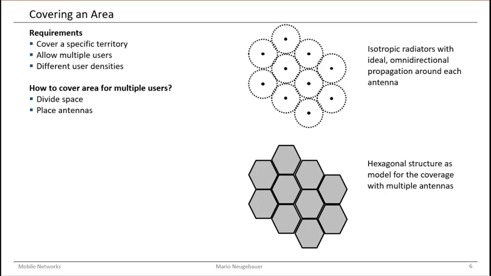In our real world, the disadvantage is that we have different user densities, and maybe also different obstacles, and this makes it a little bit more complicated to plan our network, to position the base stations and antennas in the right way so that we can cover the area and serve our mobile users with adequate quality.